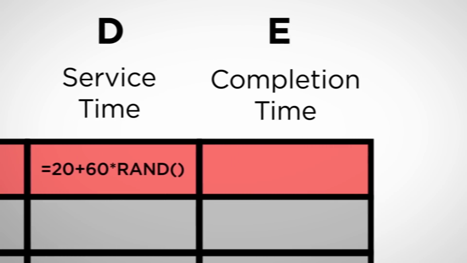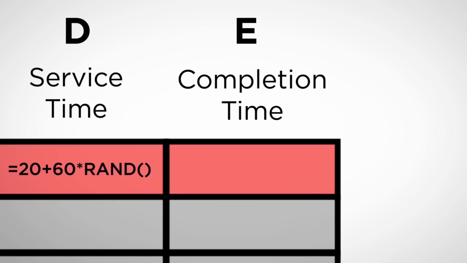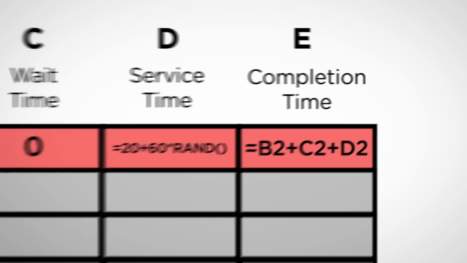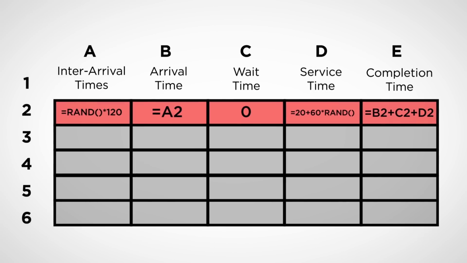And now we're going to complete the first row, that is, complete the row for the first customer, by putting in the completion time of the first customer. So when does the first customer leave the store? It's going to be the sum of his arrival time plus his wait time plus his service time. And that's B2 plus C2 plus D2. Let's walk through an example to make sure we're all on the same page here.